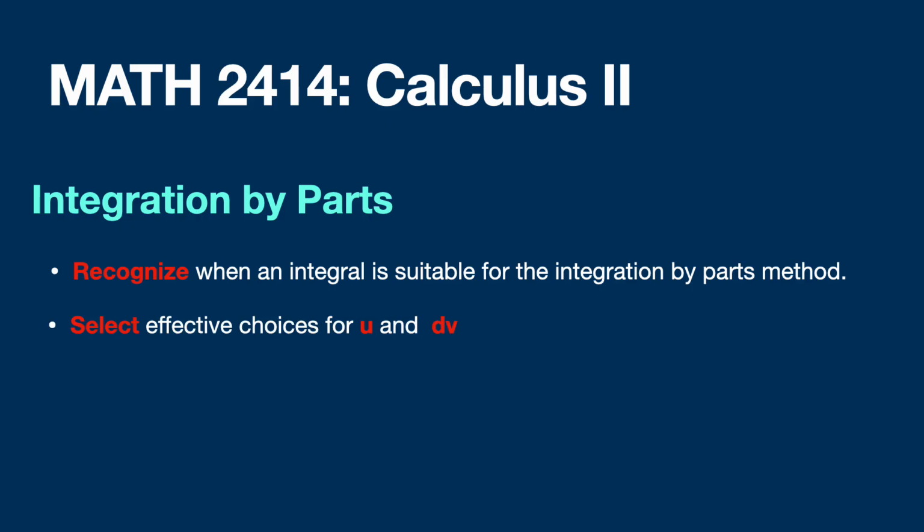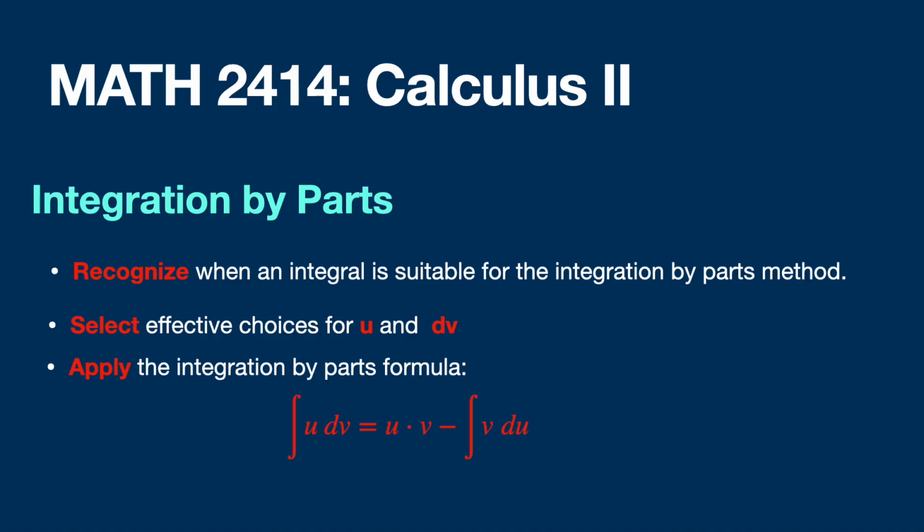Second, after you decide we're going to use the integration by parts method, you have to select u and dv. After that, you're going to apply the integration by parts formula. That's going to be the integral of u dv equals u times v minus the integral of v du.